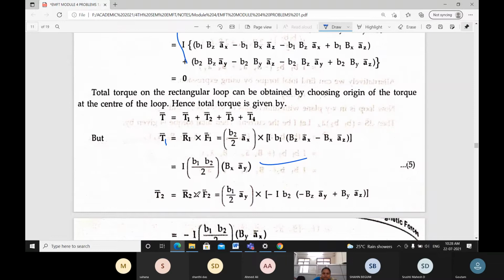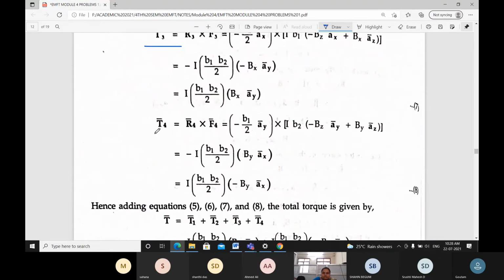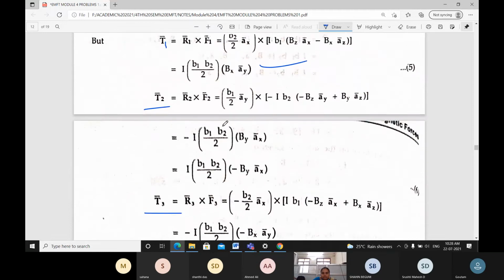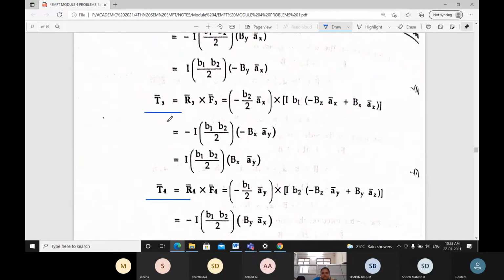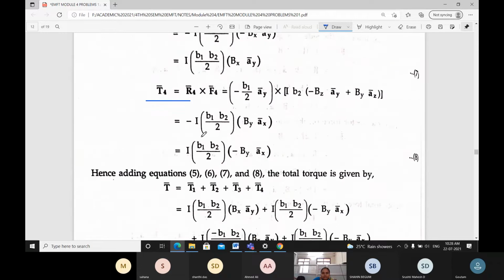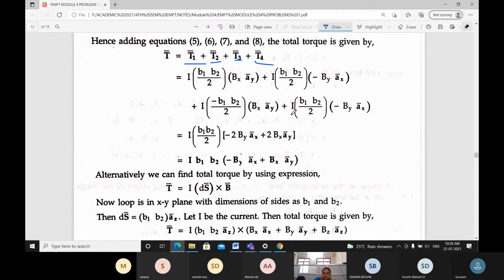You will be getting I into B1 B2 divided by 2, multiplied by BX into AX. In the same way for T2, T3 and also T4. If you understood one part, then it will be easy to calculate all the remaining. Therefore, what you have to do? We have to add all of them. Therefore, total T is obtained by substituting T1, T2, T3 and T4 in the equation. Then go on solving this.